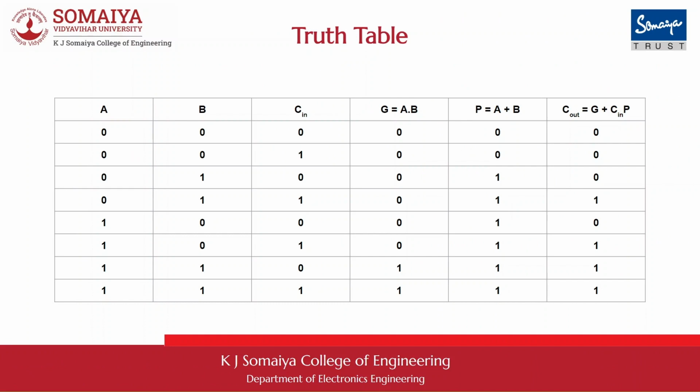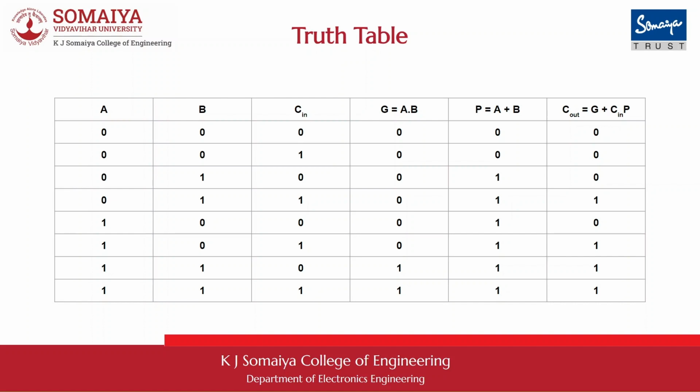This is the truth table for full adder. For the generate term, it is A and B. So if both the inputs A and B are 1, then the generate term will be 1. So that's why for the last two combinations it is 1. For the propagate term, it is A or B. If any one of the inputs A and B is 1, then the propagate term will be 1.